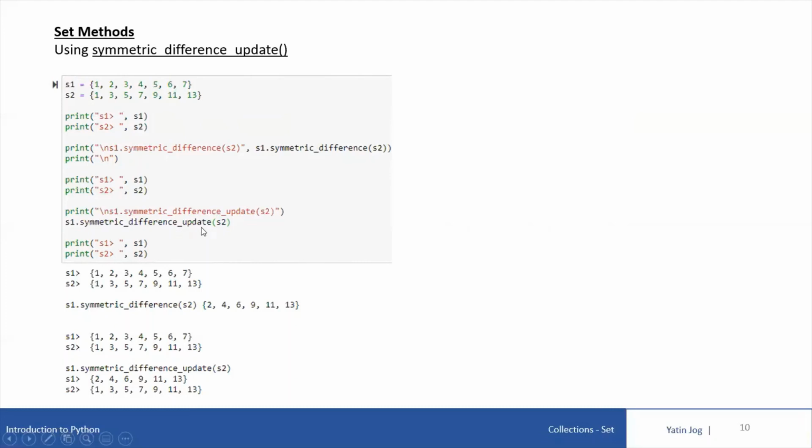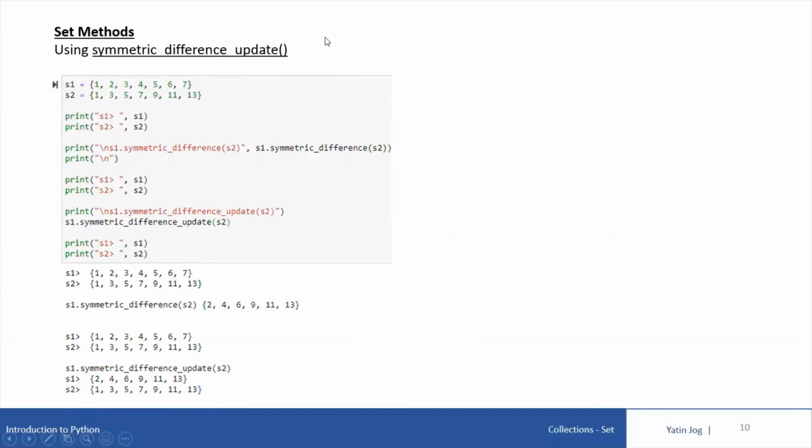S1.symmetric_difference_update, and if you pass S2 as an argument, what it will do is calculate symmetric difference, but it will store the result in the calling object, that is S1. So the output of symmetric difference will be stored into S1. So after calling symmetric_difference_update, if you print S1, S2 again on the screen, you can see now S1 has changed. And what is S1? S1 is the result of symmetric difference, 2, 4, 6, 9, 11, 13. No change in S2. S2 will remain the same, but S1 will be changed because S1 is the calling object.